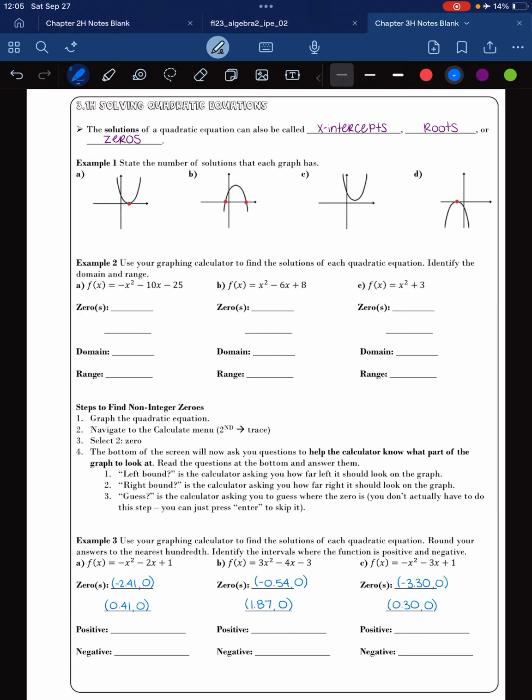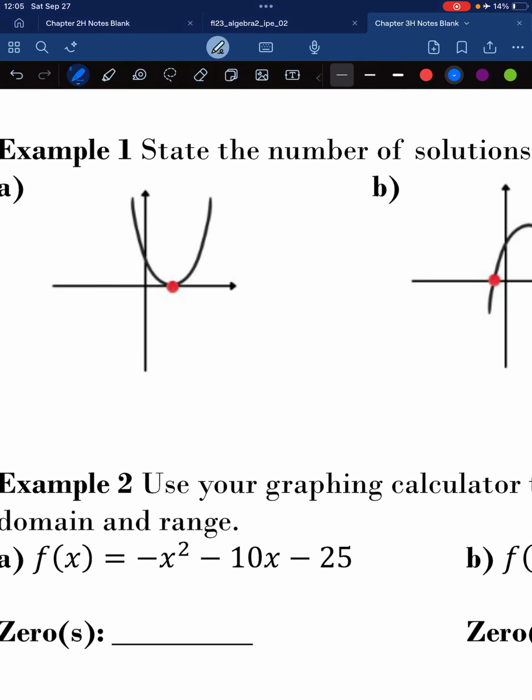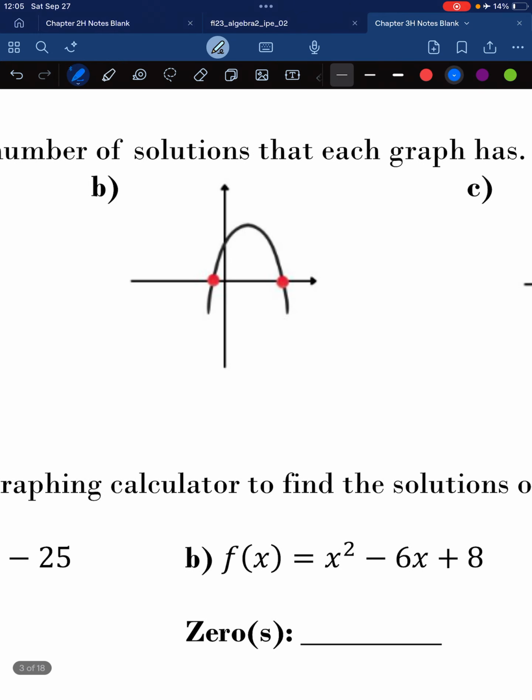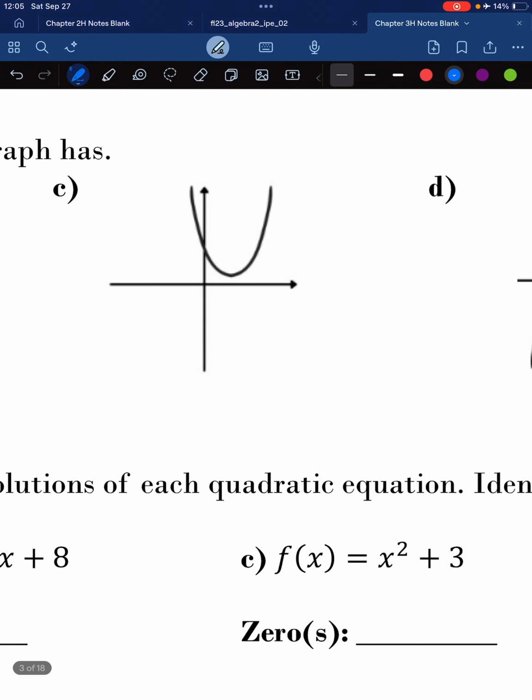So if we can see the graph and we can see those zeros or x-intercepts, then we know the solutions. Okay, so state the number of solutions that each graph has. That's just really asking how many x-intercepts does this graph have? And hopefully you can speed right through things. On A, we can see in fact that there is just one x-intercept. On B, we see 1, 2 x-intercepts, those red dots, right? Those are what I'm talking about when I talk about x-intercepts.